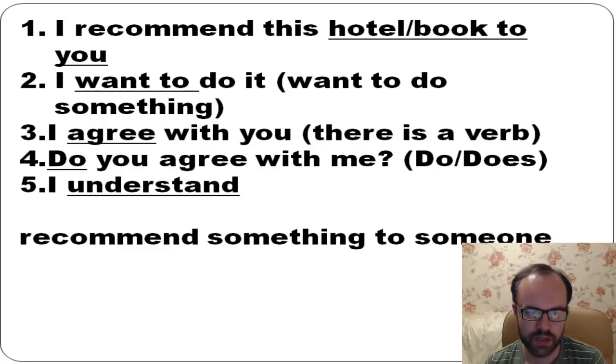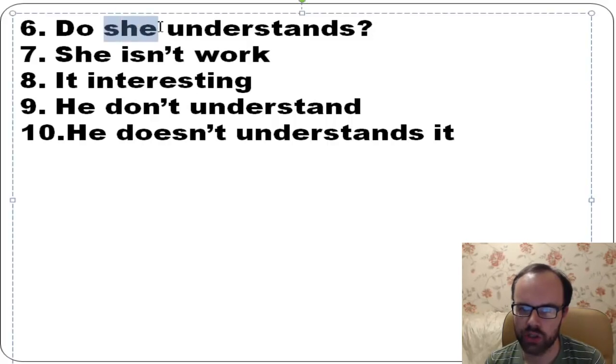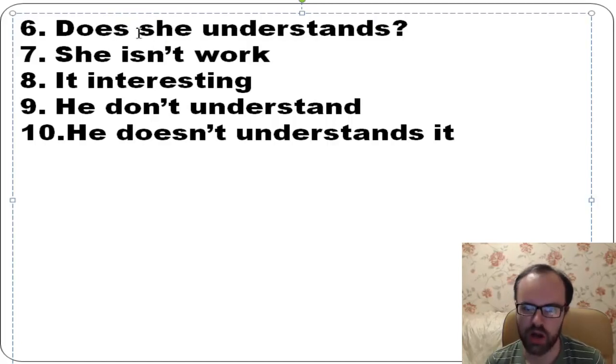Okay, next. So the next sentence. "Do she understands?" So where is the mistake? So we have "she". You know that if you want to ask a question in present simple, we use do or does. He, she, it, does. So, "does she understands?" Is it correct or not?